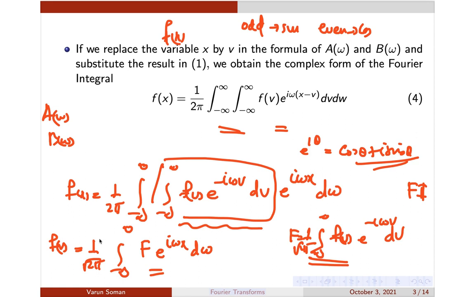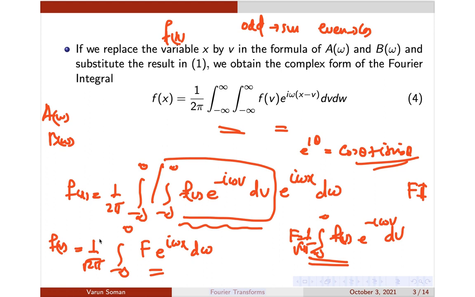Let me emphasize once again, all this is not required for you. For your examination purpose, you should know just the definition of Fourier transform and the definition of inverse Fourier transform. All these points which I have stressed here are just to show you that the Fourier transform is actually obtained from the Fourier integral formula. Only the definition of Fourier transform and the definition of inverse Fourier transform are needed.